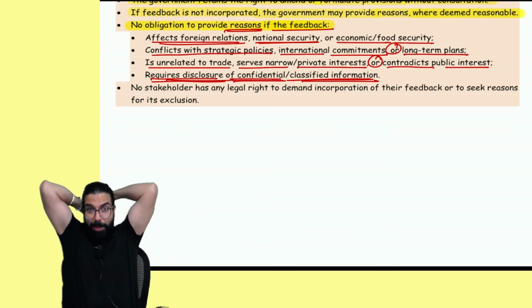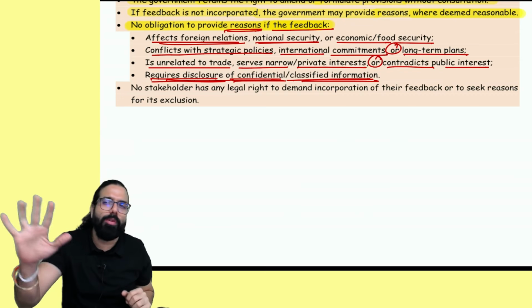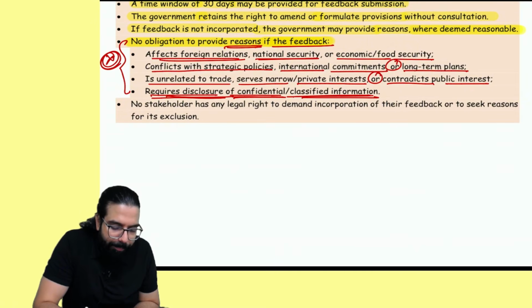Government is telling him about the feedback he has given: why have we not incorporated it? If you want to tell him the reason, we have to give him the details, which are confidential details. So we will not go ahead and give him the reason. So people, this can be one exam question.